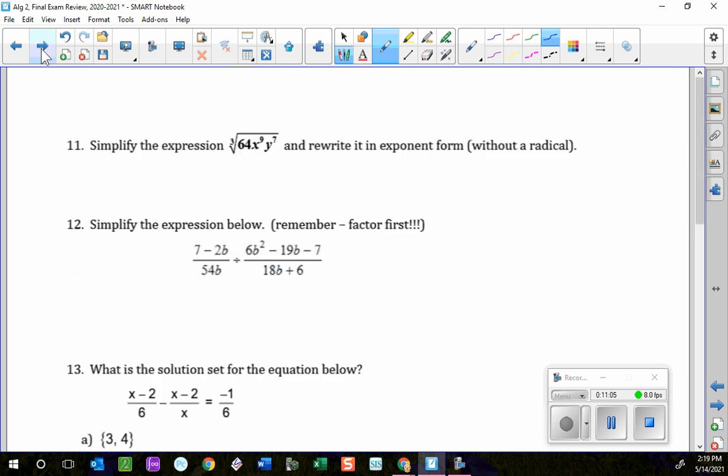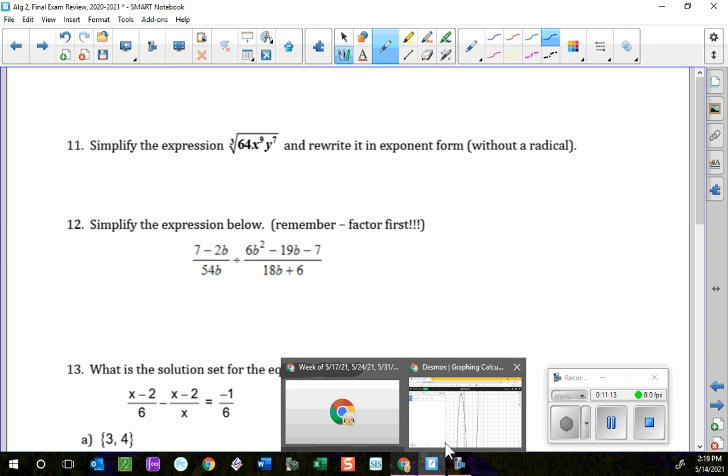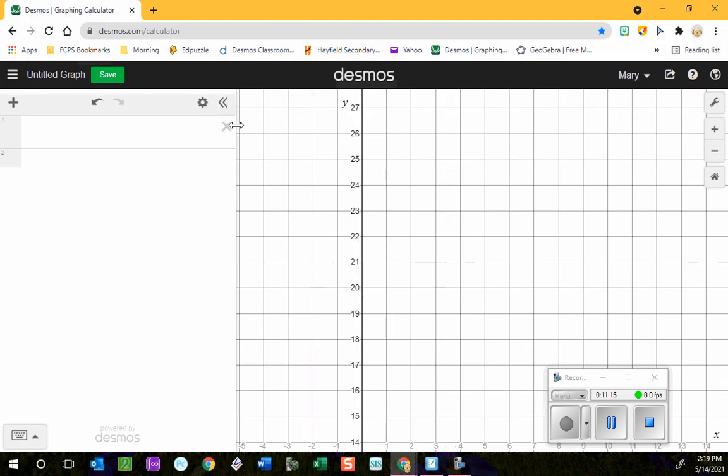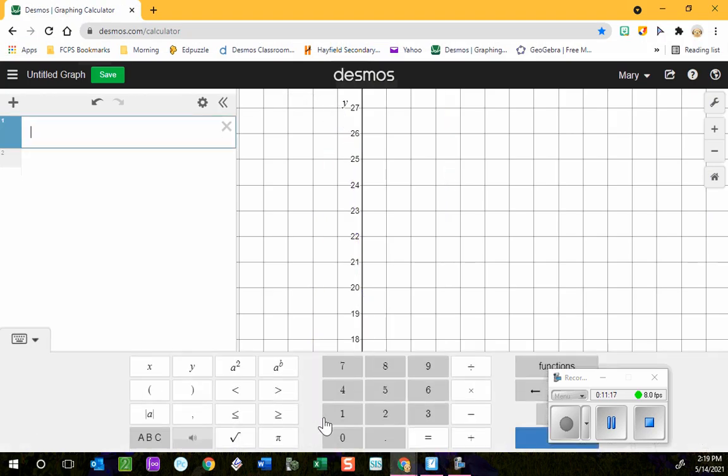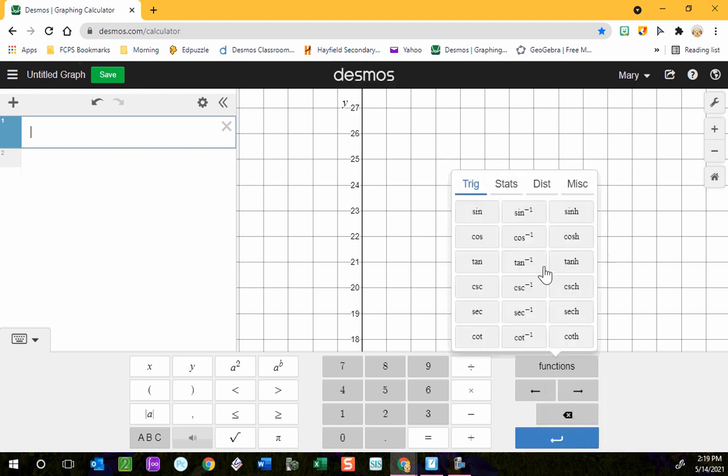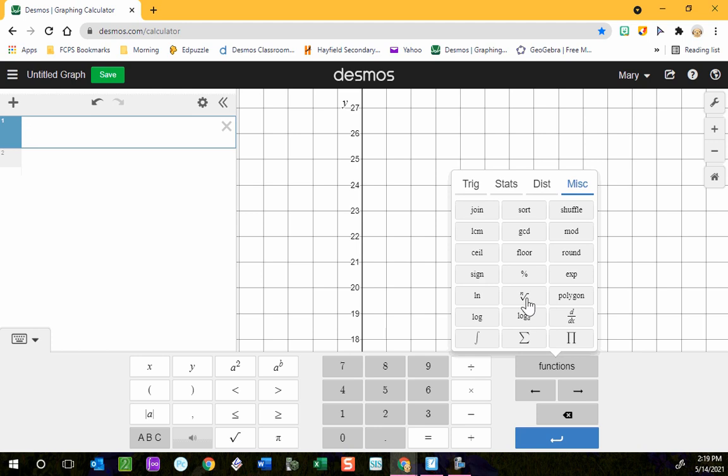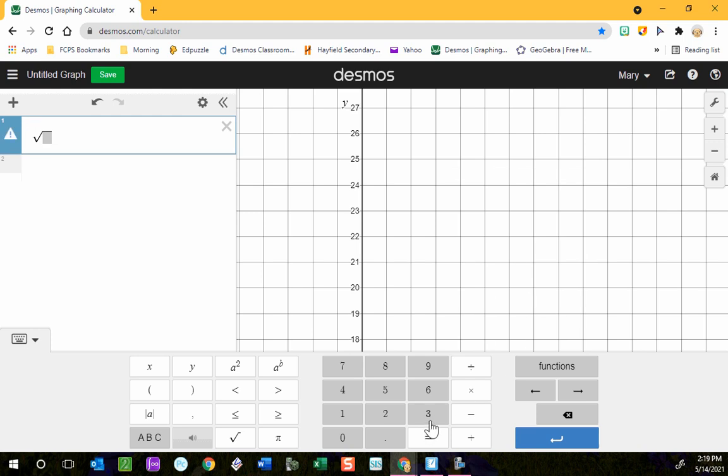Okay, so number 11. Rewrite this in exponent form without a radical. So cube root of 64. I'll go back. The cube root of 64 is 4, but you can also go to Desmos and do that. So we would just need something like functions, maybe it's under miscellaneous. Yep, there it is. We want the cube root of 64, and then you can see that it's 4. Or you just know that it's 4.